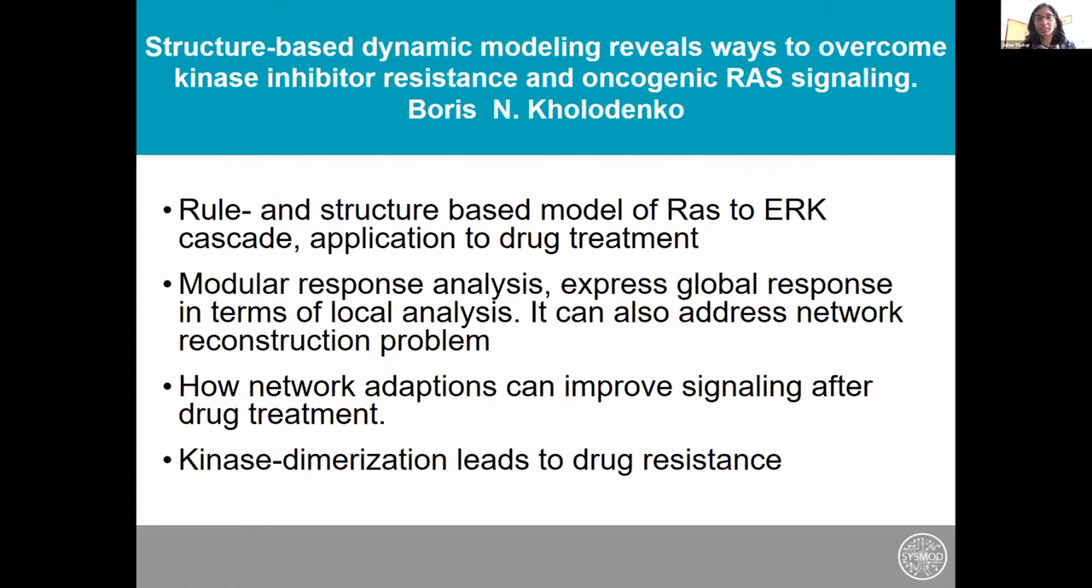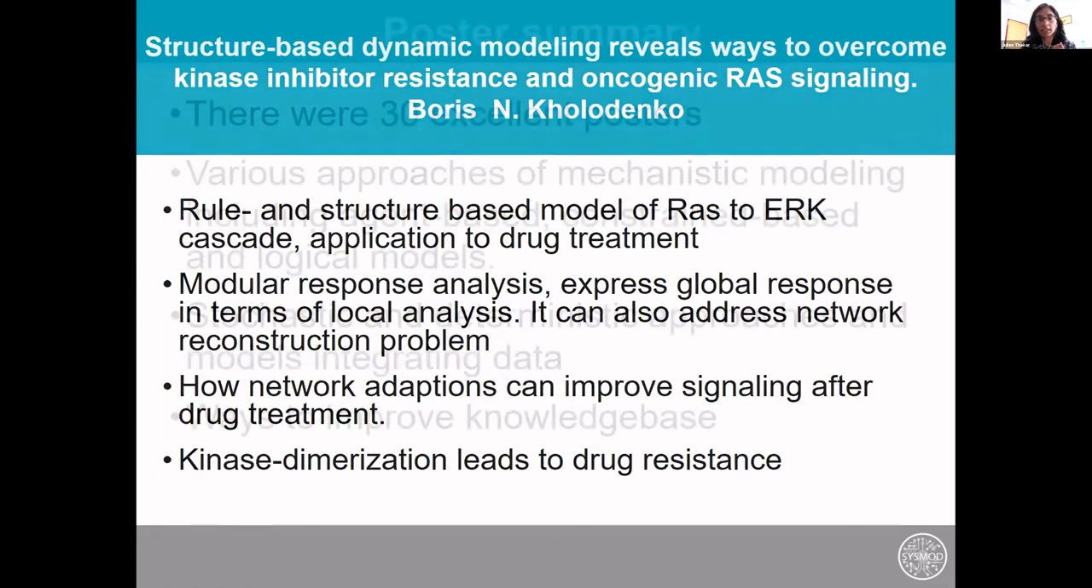So we just heard Dr. Kholodenko talk about his rule and structure-based model of the RAS to ERK cascade and application to drug treatment. I think he highlighted modular response analysis and how it can express the global response in terms of local analysis. It can also address the network reconstruction problem, how network adaptations can improve signaling after drug treatment, and how kinase dimerization can lead to drug resistance.